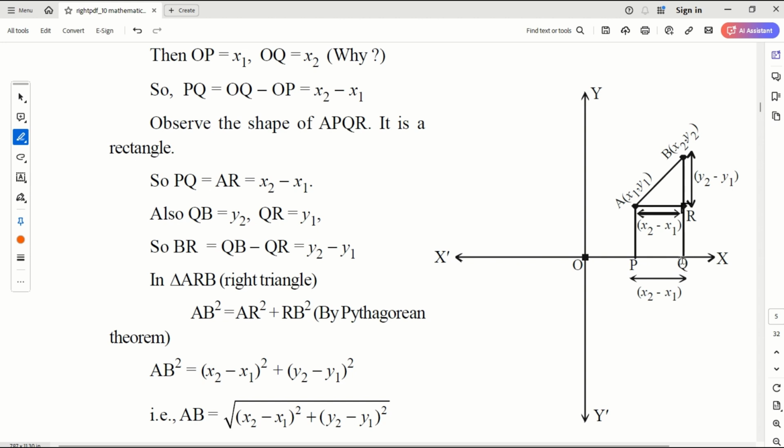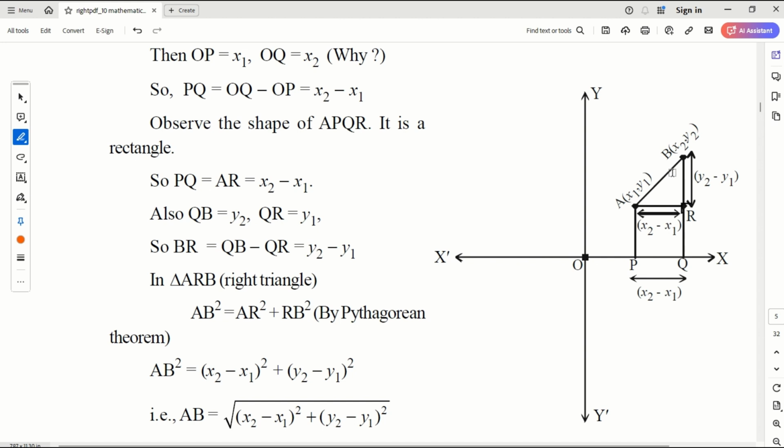Just now we calculated that if 2 points are on the same axis, the difference in the coordinate which is changing is the distance. So for PQ, it is x2 minus x1. Similarly, for B and R, the difference is y2 minus y1. Height is y2 minus y1. We know this is a right angle triangle in a square or rectangle, so opposite sides will be the same. So AR will be equal to PQ. AR is also x2 minus x1. Similarly, BR will be y2 minus y1.